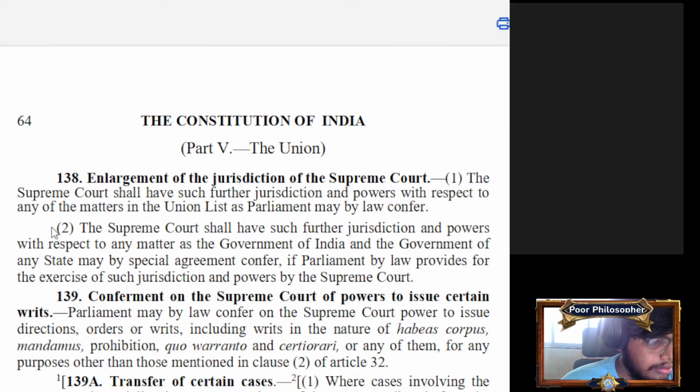Clause 2 of Article 138. The Supreme Court shall have such further jurisdiction and powers with respect to any matter as the Government of India and the Government of any State may by special agreement confer, if Parliament by law provides for the exercise of such jurisdiction and powers by the Supreme Court.